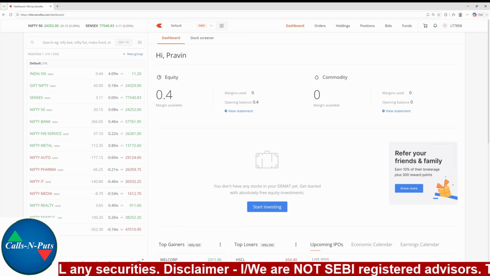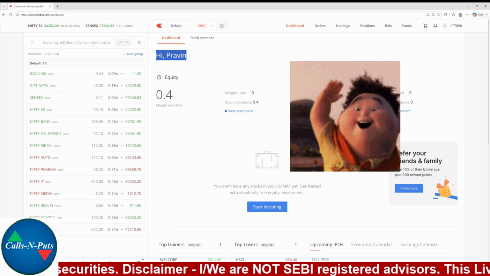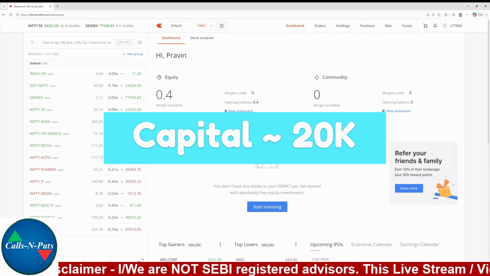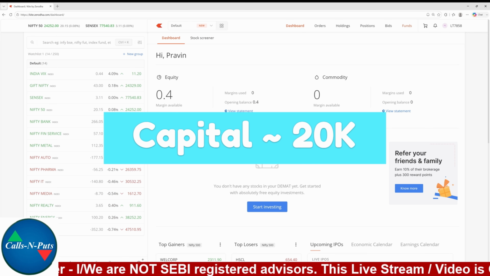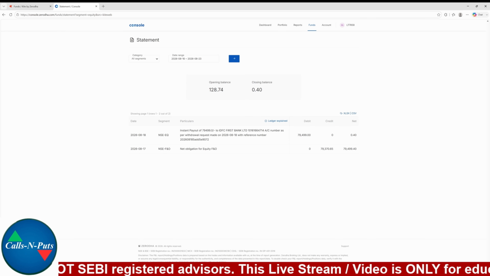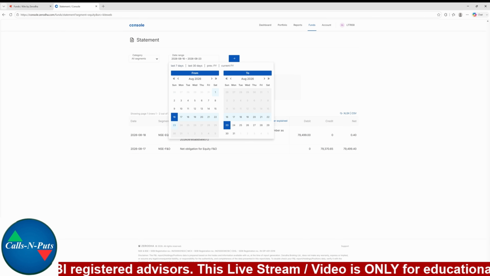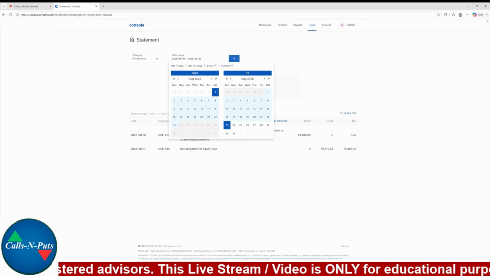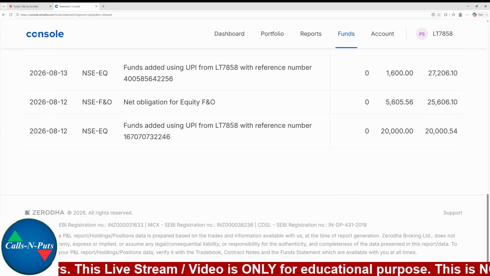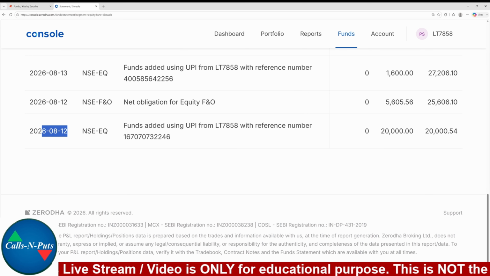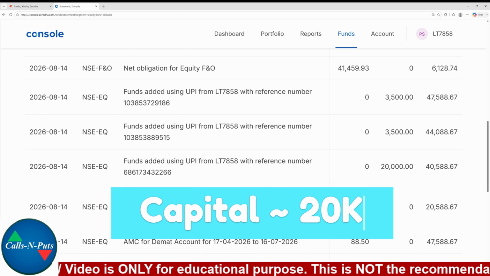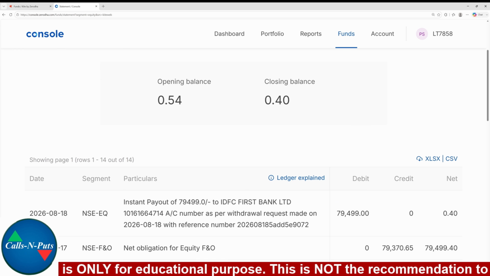So we are on the Zerodha portal. You can see my name here. This time let's start with capital. This month I started with 20,000 capital, I think on 12th of August. Let's go to funds, view statement. Let me change the date from 1st of August till 23rd of August. Let me zoom in further. Here you can see I have added funds from 12th of August, 20,000 rupees. I have compounded this till the end of 18th August.